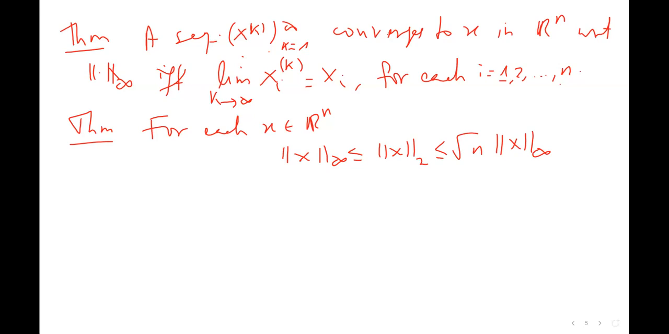So here as well, if you have a sequence that converges to X in Rn with respect to the infinity norm, if the limit of that sequence converges to x_i for each i from 1 to n, then this is the equivalence. This theorem talks about the equivalence of the norms. It means our L infinity norm is related to our L2 norm, the Euclidean norm, by a scalar, bounded above by square root of n.